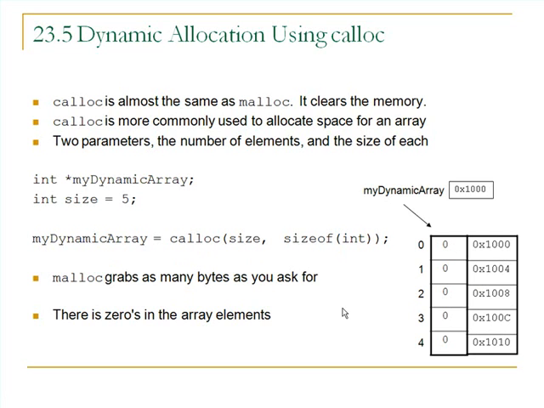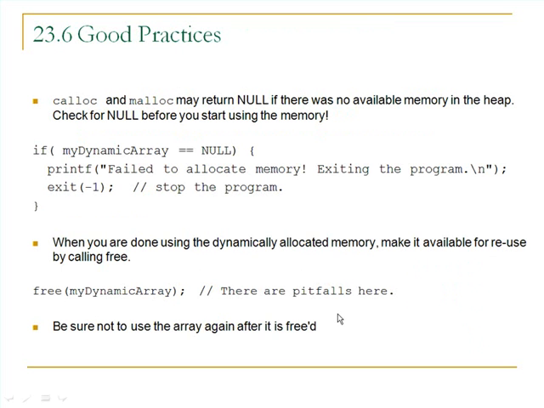So there's the addresses that we indicated might be on the heap, the same as we used in the previous slide. Okay, calloc and malloc. They might return null if no memory was available, so you should check for that before you start to use the memory.